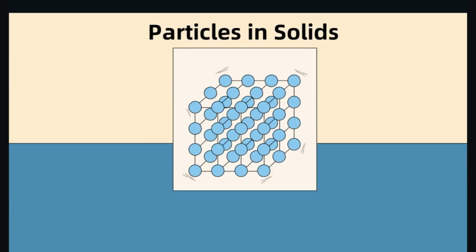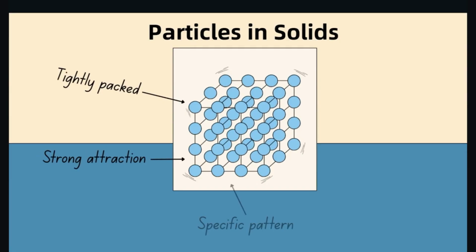This is a diagram of solid particles. You can see that the particles in a solid are packed tightly, and that's because the attraction between them is quite strong. So what they do is they pack themselves tightly into specific geometric patterns. So this one kind of looks like a cube. And you might be wondering if solid particles have any motion, if they move at all. The answer is yes.